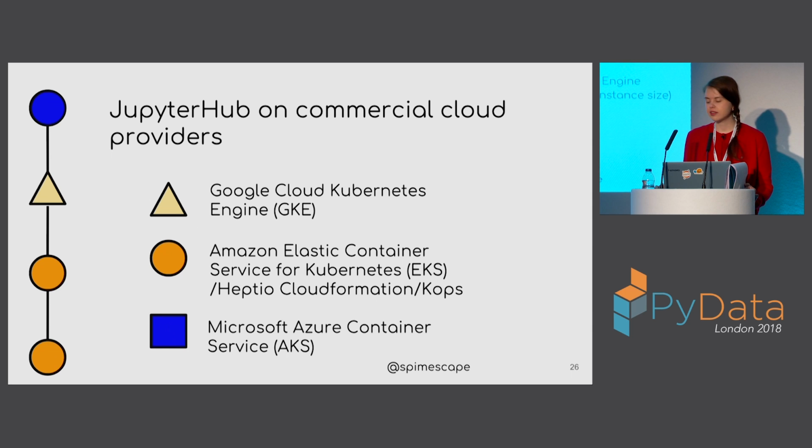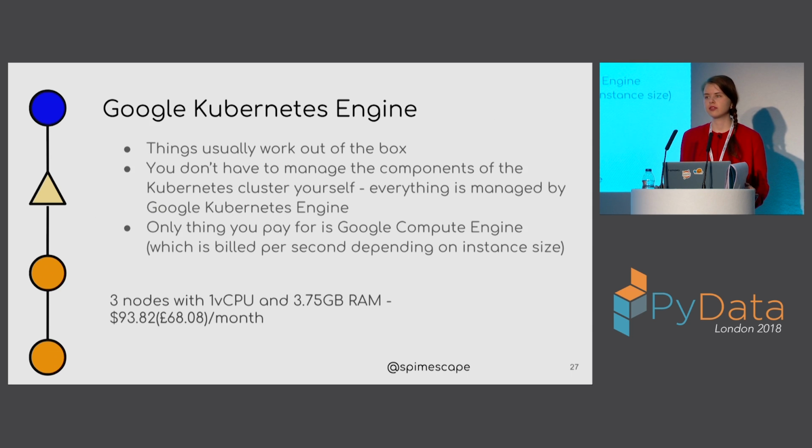So Google Kubernetes Engine is definitely the easiest of these to work with. Things pretty much work out of the box. You download the Helm chart from JupyterHub's open source repository, and then you run a few commands using Google's native shell tool, and things work without any hiccups. The other good part about this is that you don't actually have to manage any part of Kubernetes yourself. The Google Kubernetes Engine comes free of charge, and the only thing you pay for is the actual compute instances that make up your nodes.